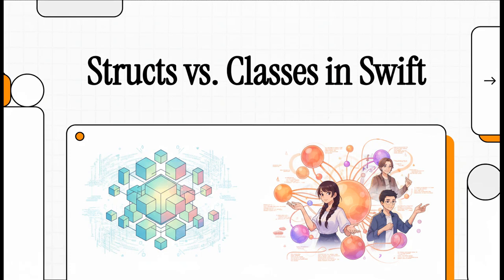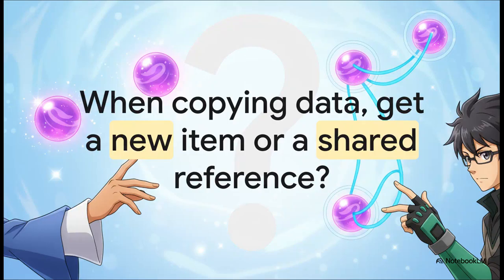All right, today we're tackling something that's at the very heart of Swift, structs versus classes. And look, this isn't just some dry technical detail. We're really talking about two totally different philosophies, two different ways of thinking about how data should even work in the first place. So let's just boil it all down to one single question, because this is really what it's all about. When you copy a piece of data, what do you expect to happen?